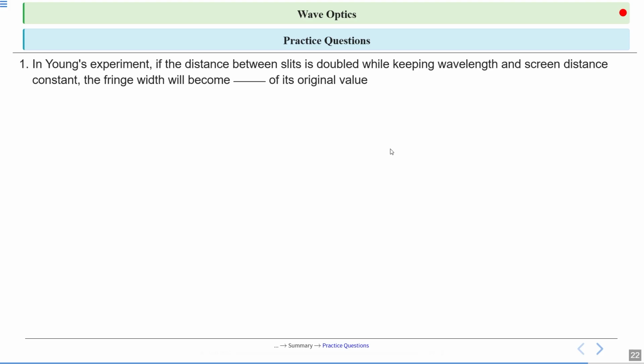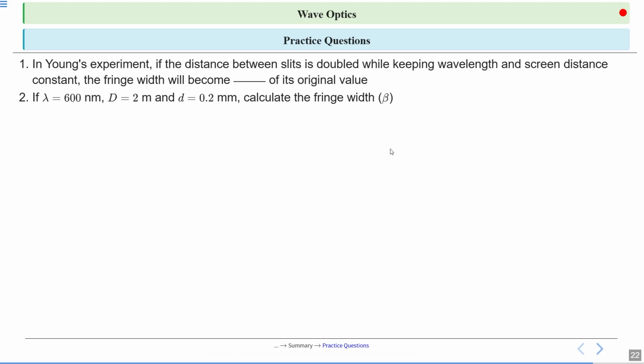So we know that fringe width depends on which quantities. Does it depend on wavelength? Does it depend on slit separation? Does it depend on screen position with respect to the slits? So you have to write the formula and then derive the relation. And if slit separation is doubled, then what is the effect on fringe width? You have to write it.